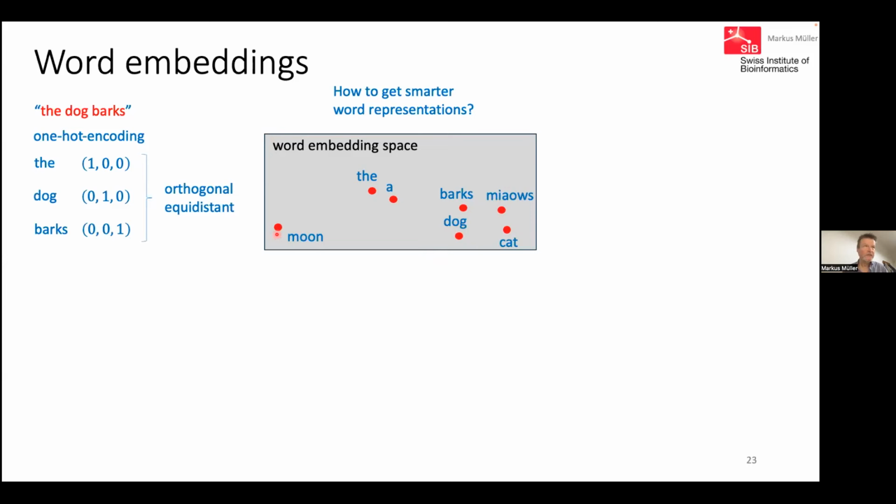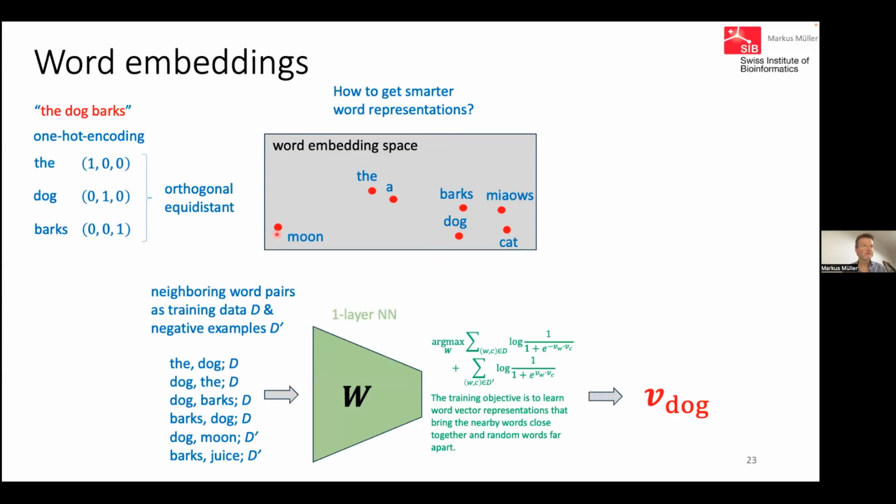And how can we train such an embedding? This is what neural networks are really good at. We can use a neural network, as was done in this famous Word2Vec publication by Mikolov and also Sutskever, at Google at the time. What they did is they tokenized the text and split it into pairs of words that appear together in short bits of this text. For example, the and dog appear together, dog and the appear together, dog and barks appear together, and so on. And they complemented that with negative examples of words that do not appear together in the text.